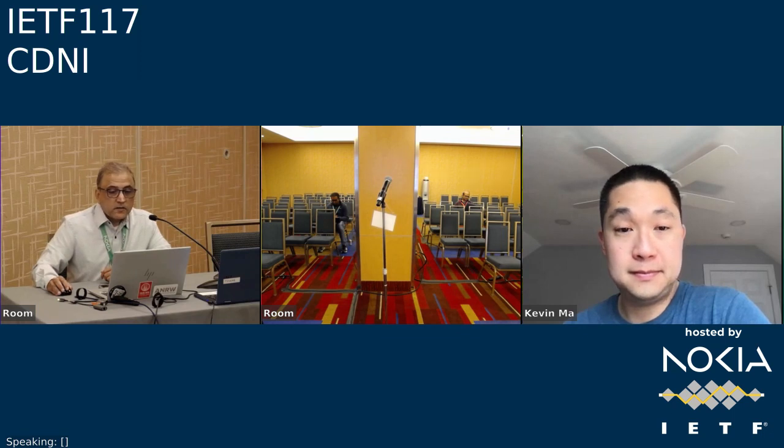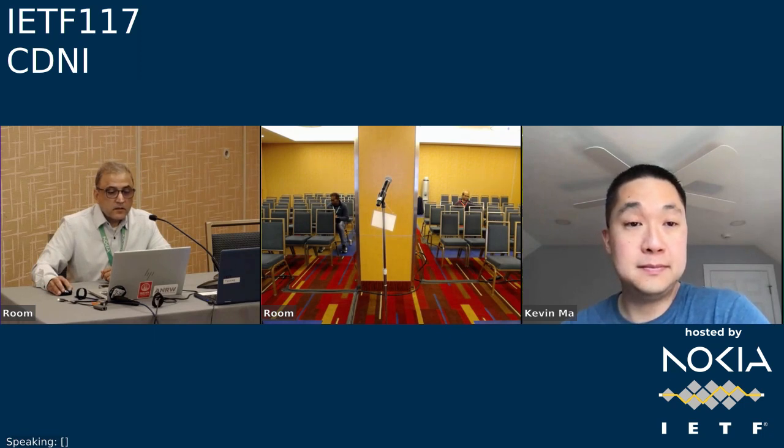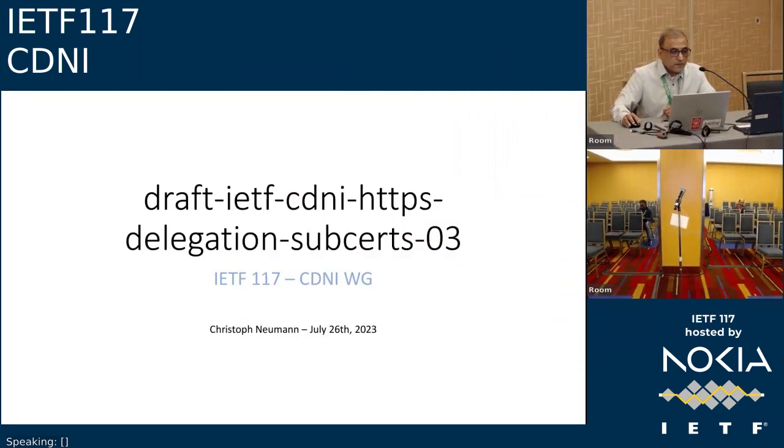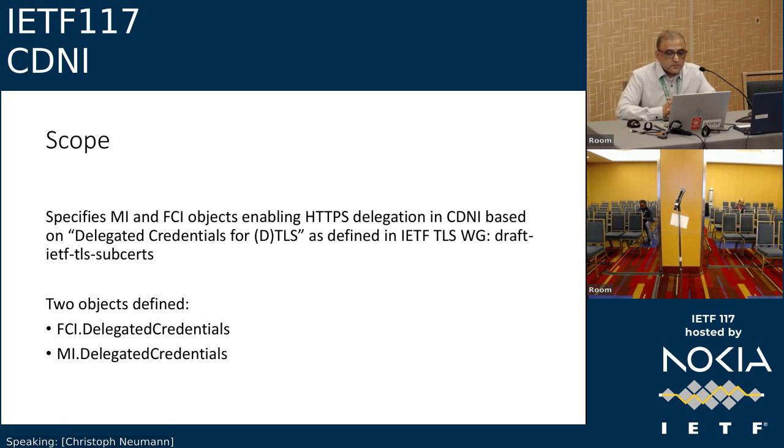All right, so I think next up is Christoph, if I can bring up this document. Okay, so the next draft is about delegated credentials. Next slide. The draft specifies how one MI and one FCI object allow the use of HTTPS delegation with delegated credentials in CDNI. The delegated credentials spec just got an RFC number, so this is something that I need to update in the draft. And the draft defines two objects, the FCI delegated credentials and the MI delegated credentials.